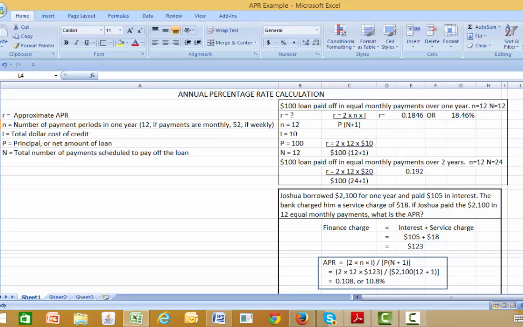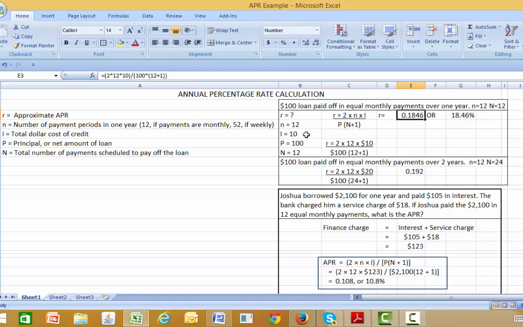So you have a $100 loan, paid off in equal monthly payments over 1 year. So the small n, the minuscule n, is 12, and then capital N is also 12. And here you have the formula. When you just plug in those numbers, you get the APR, the annual percentage rate, equal to 18.46%. How did we get this? If you look here, we followed the formula. 2 times 12 from here times 10.